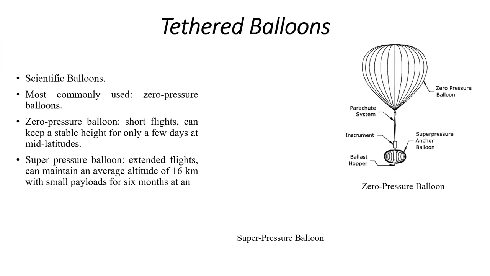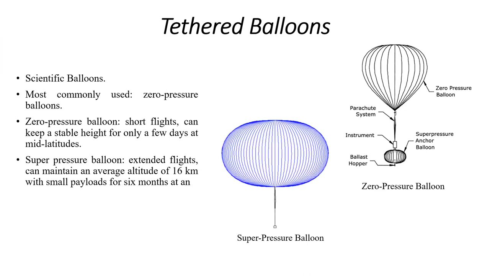First is balloons. There are two types of balloons available. One is the zero pressure balloon, which can stay for a few days at a particular height. And then we have the super pressure balloon, which can stay at a particular altitude for up to 6 months. This super pressure balloon was also tested by NASA, and it can stay up to 6 months with a payload of up to 3 cars, that is 3,600 kilograms. And these are also known as scientific balloons.